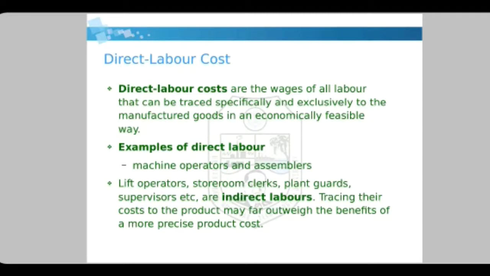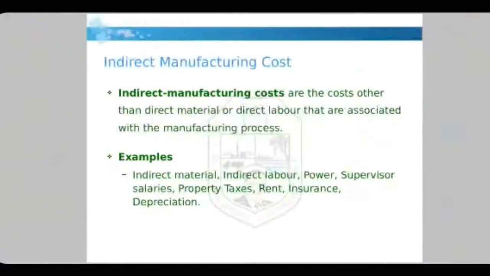But lift operators, storeman clerks, plant guards, supervisors, etc. are indirect labor, right? The lift operator is giving service to many people who are working on different products. So we cannot attribute the lift operator cost to the final product cost. Tracing their cost to the product may far outweigh the benefits of more precise product cost. So these are direct and indirect labor costs.